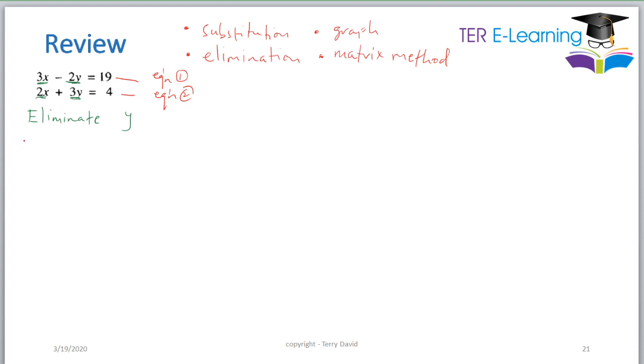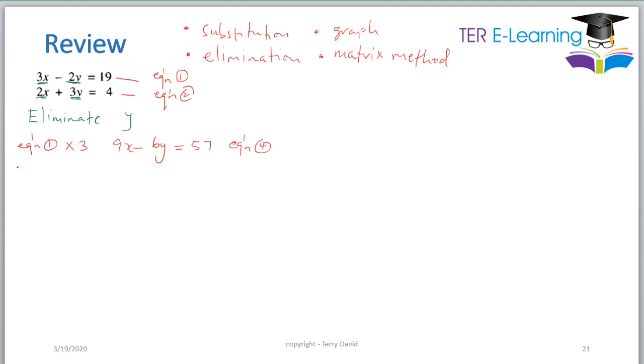So what I could do, I can say equation 1 multiplied by 3. If I multiply equation 1 by 3, I need to multiply every single thing that makes up that equation by 3. So I'm going to get 9x minus 6y is equal to 19 multiplied by 3, which gives me 57. Right? So all I've done, the first equation I've multiplied by 3, and let's give it a name now.